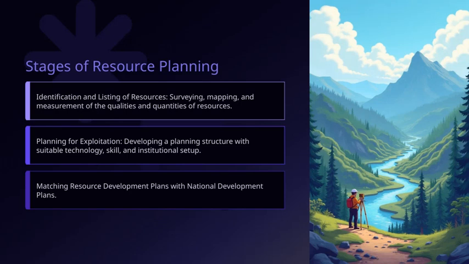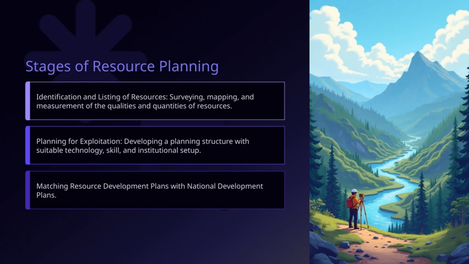So, in this slide, we're looking at how to effectively match resource development plans with the broader national development plans. This alignment is crucial because it ensures that our resource utilization supports the country's overall growth and sustainability goals. Next, we focus on planning for exploitation. This means developing a solid planning structure, which includes choosing the right technology, building the necessary skills, and establishing proper institutional setups.